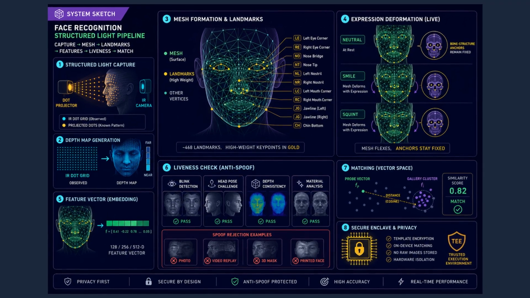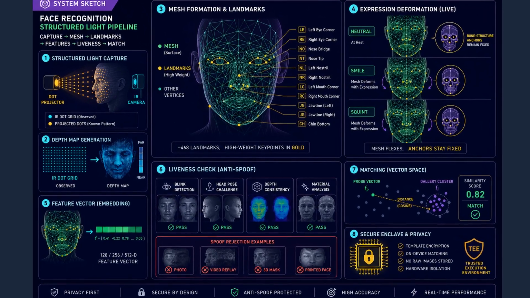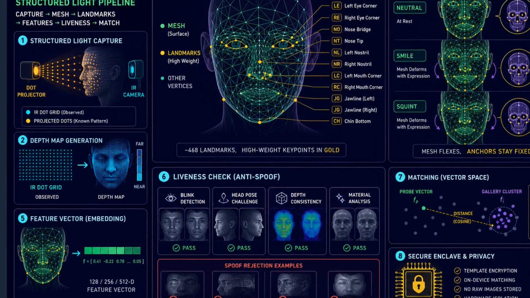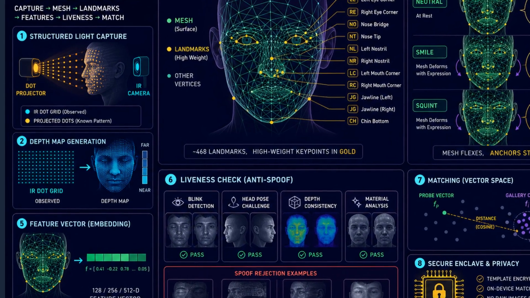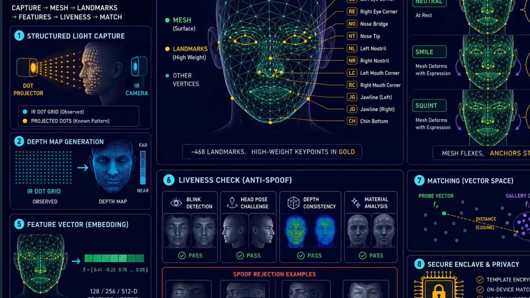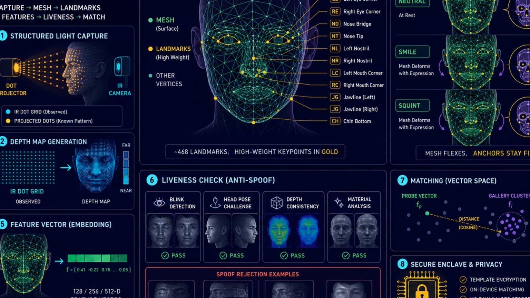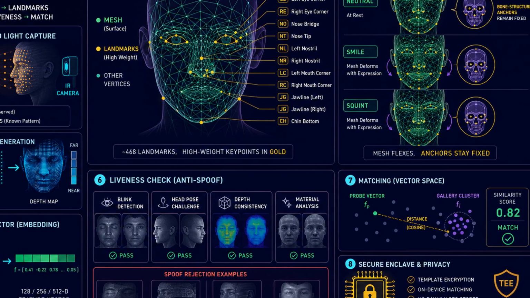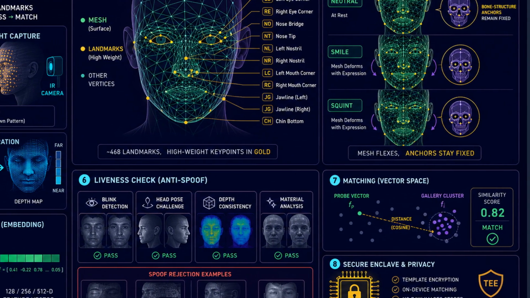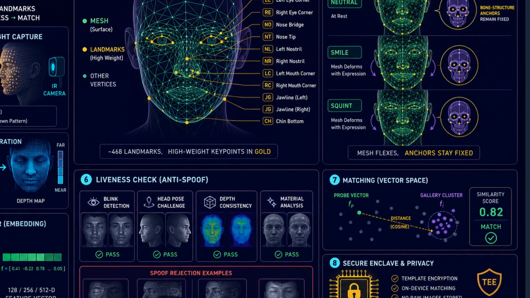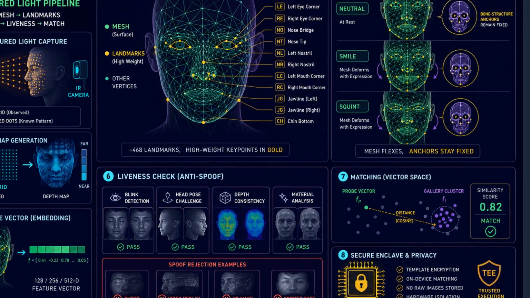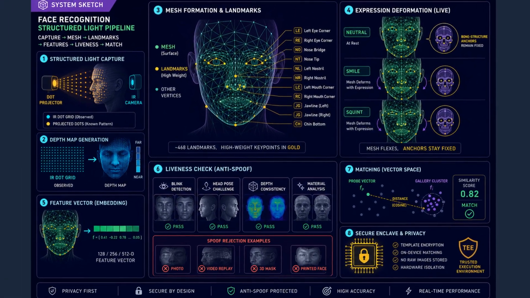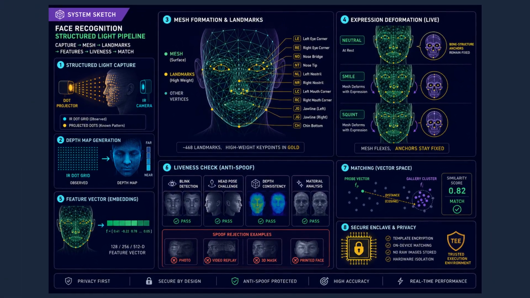The depth map converts into a face mesh, a 3-dimensional wireframe with hundreds of vertices anchored to facial landmarks. Eye corners, nose tip, jawline, lip contours. Each vertex has X, Y, and Z coordinates. The mesh deforms with your expression but preserves the underlying bone structure that makes your face uniquely yours. Geometry, not pixels, is what the system measures.